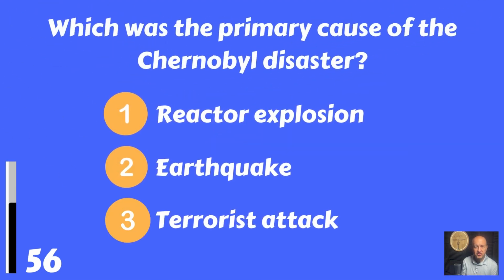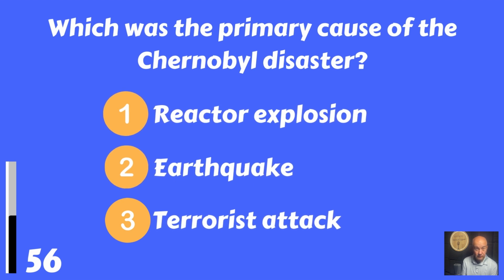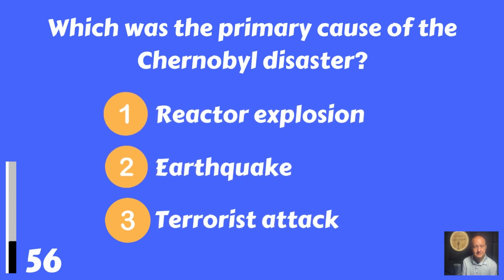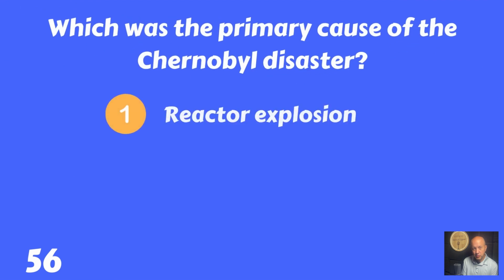Which was the primary cause of the Chernobyl disaster? A reactor explosion, an earthquake, or a terrorist attack? The primary cause of the Chernobyl disaster was a reactor explosion.